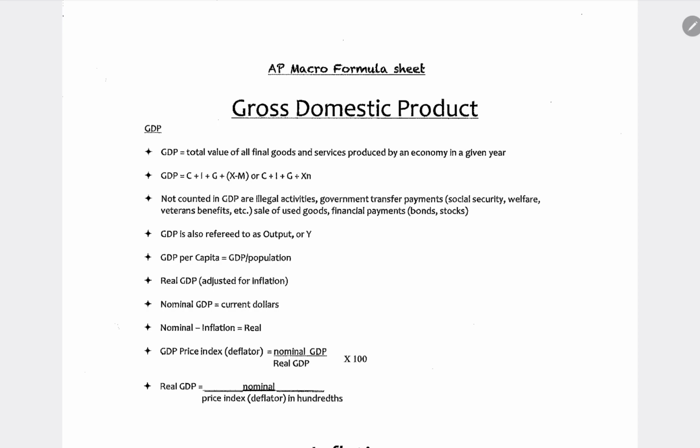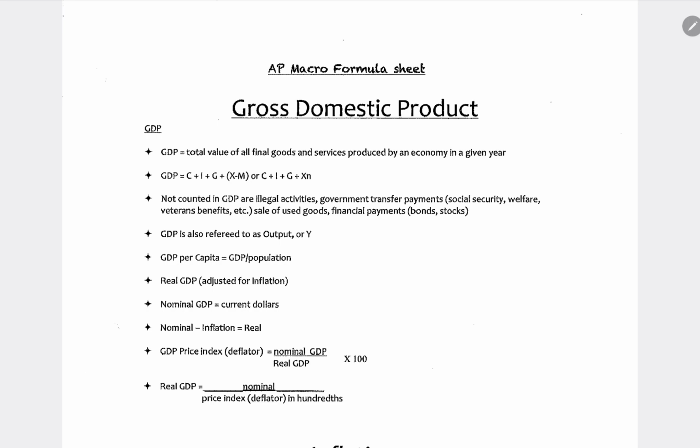So not counted in GDP are illegal activities. That also means things like third-party transfers, government transfers, social security, welfare, veterans benefits, and the sale of used goods, financial payments, bonds, and stocks. Now, any activities outside the market that do not result in final goods will not be counted in GDP, right? Because GDP is gross domestic product. GDP also refers to the output, or Y, in the aggregate demand and aggregate supply graph for macroeconomics.